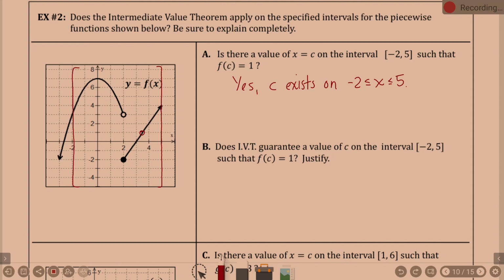Okay, so up here we spotted a value exists, yes? We spotted a value exists because we looked with our eyes and we see it. Okay, we physically can see it. This one, so specifically according to IVT, does that guarantee it? So if we couldn't physically see the graph, what's the catch here? It's not continuous. So no, IVT does not guarantee a value of C on the interval -2 to 5 since f of x is not continuous.